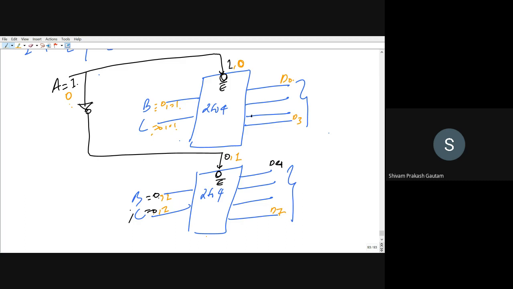So this is what we have drawn, a 3 to 8 decoder using 2 to 4 decoder with active low enable.